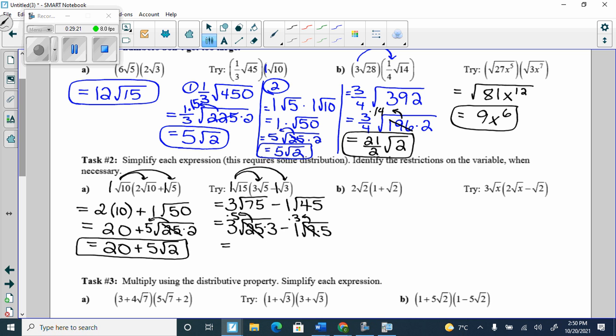Because root 10 times root 10 is 10. When you multiply two radicals together that are the same, you get the answer without a radical. Like root 5 times root 5 would equal 5. So because these two are the same is the only reason why. So here we're going to get 3 times 5, which is 15 root 3, minus 1 times 3, which is 3 root 5. And now we have to use what we learned from yesterday with adding and subtracting.